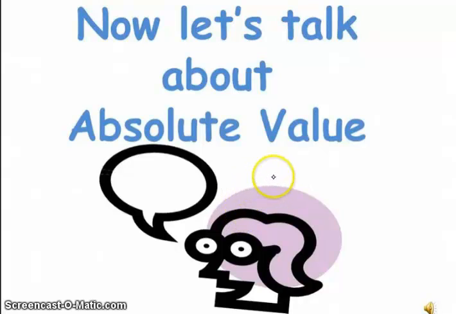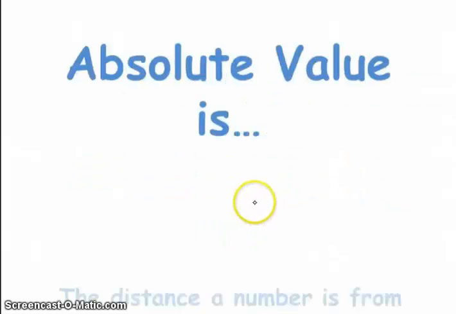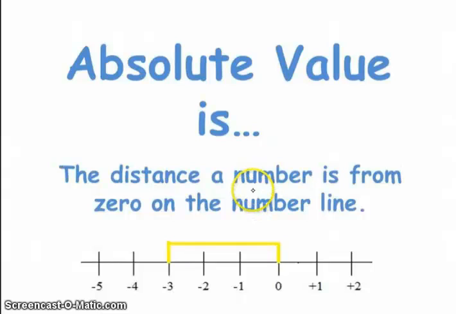Alright, so now we're going to talk about absolute value. Now, absolute value is the distance a number is from 0 on the number line. Similar to when we're talking about opposites, but now we are talking just about a number. So here, for example, we have -3. Okay, how far away is -3 from 0? Once again, we can count the units. 1, 2, 3 units. So -3 is 3 units away from 0.